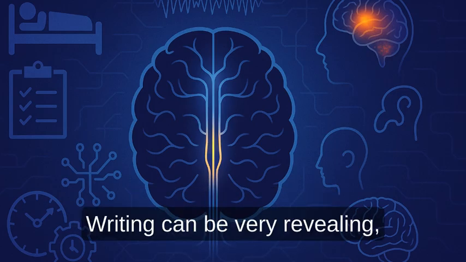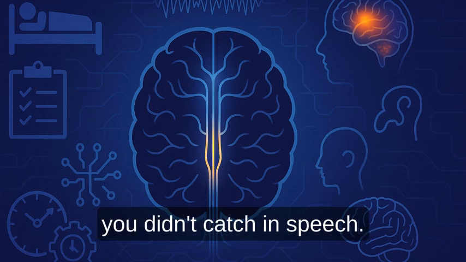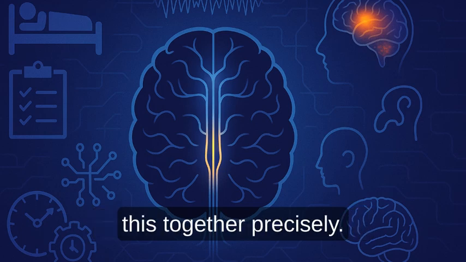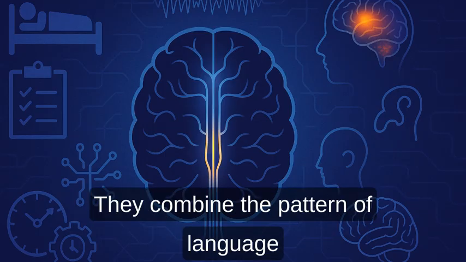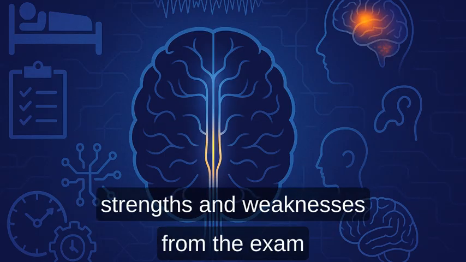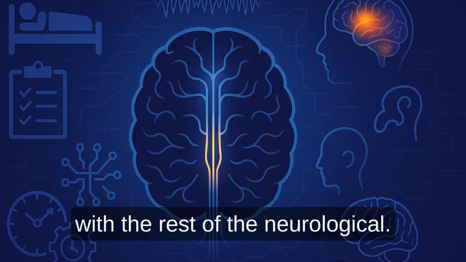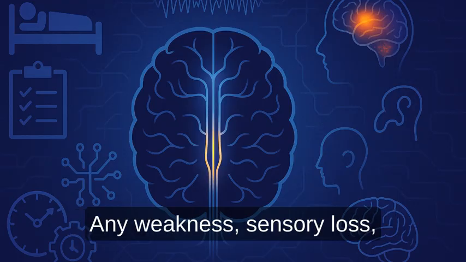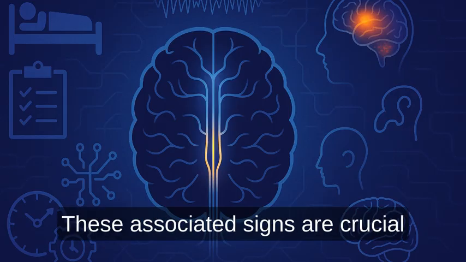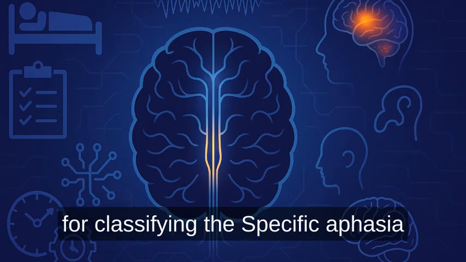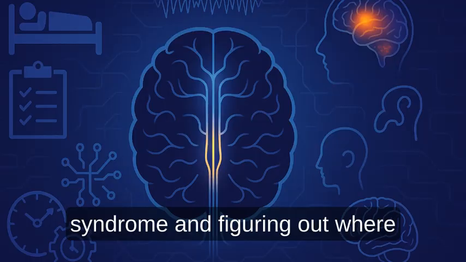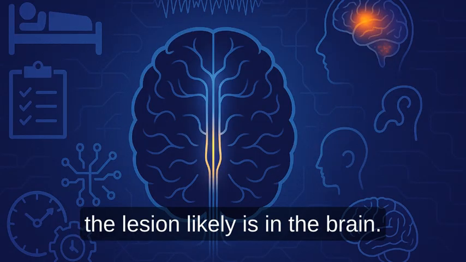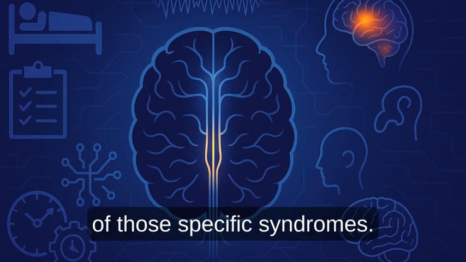Writing can be very revealing, sometimes showing deficits you didn't catch in speech. And the clinician puts all this together. Precisely. They combine the pattern of language strengths and weaknesses from the exam with the rest of the neurological findings. Any weakness, sensory loss, visual problems. These associated signs are crucial for classifying the specific aphasia syndrome and figuring out where the lesion likely is in the brain. Okay, let's get into some of those specific syndromes.